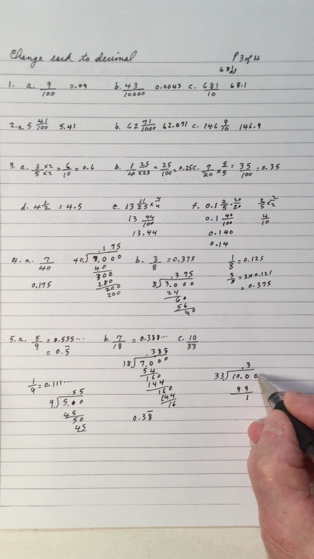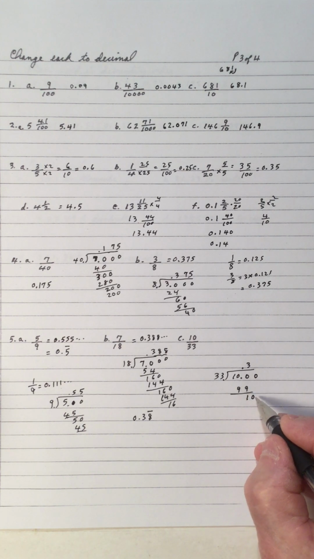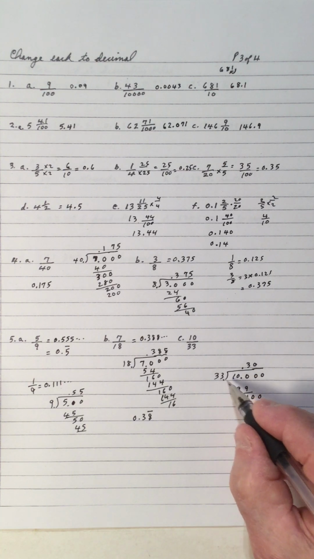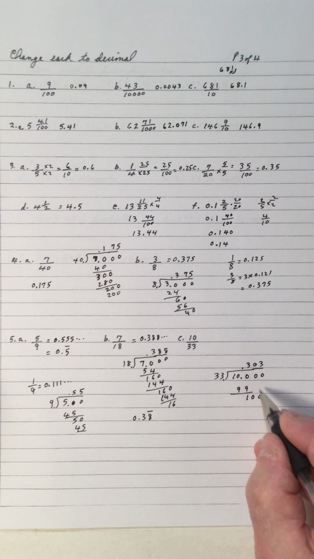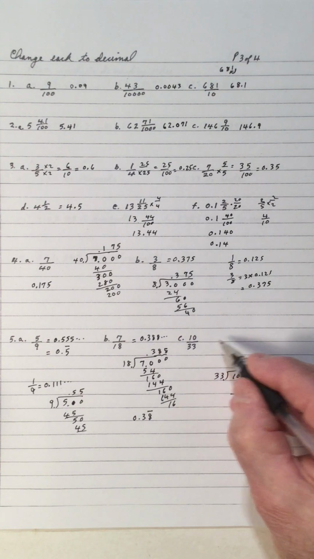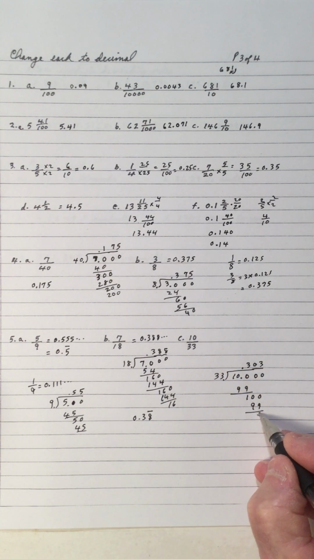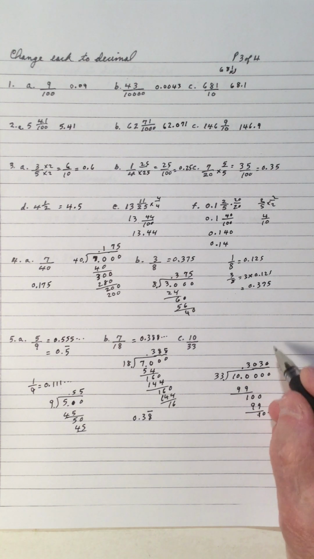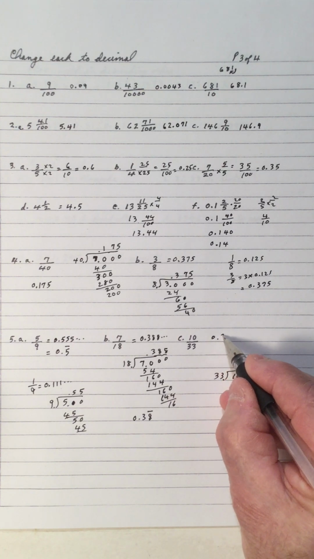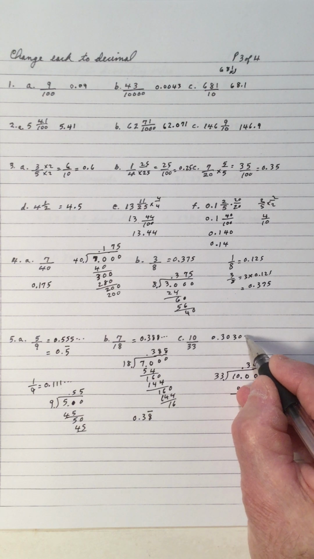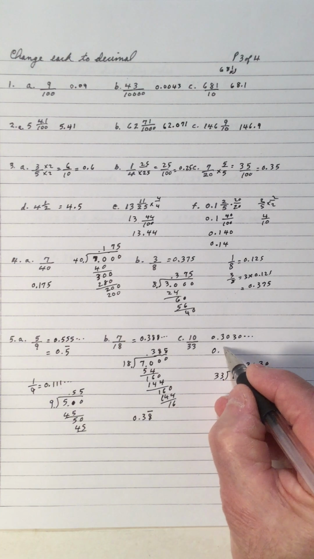So I get another 0. Bring it down. 33 into 10 can't go. So bring down another 0. 33 into 100 goes 3. And that's 99. Subtract and get a 1. So you can see it's repeating. So if you go again, you get another 0. So you see that it starts to be 0.3030, and there's the pattern, so it's 0 decimal.